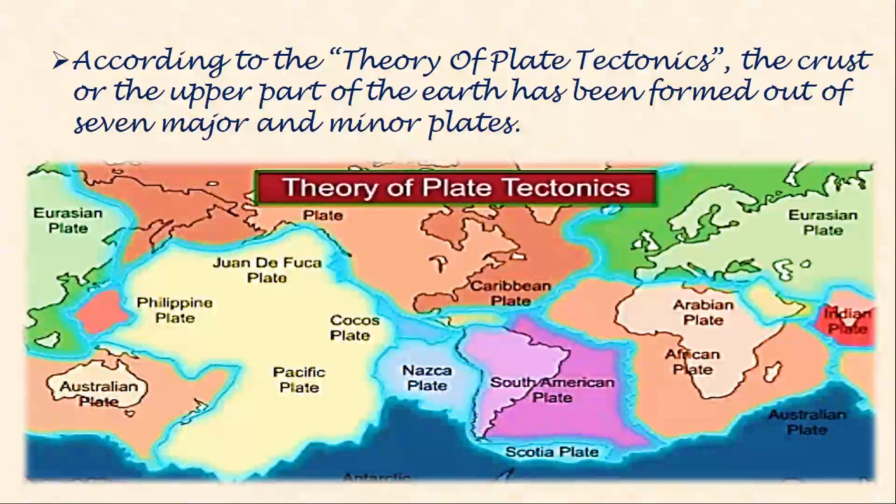Now, children, what does this theory tell us? Let's find out. According to the theory of plate tectonics, the crust or the upper part of the earth has been formed out of 7 major and minor plates.